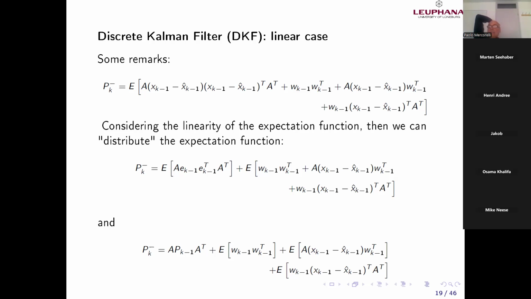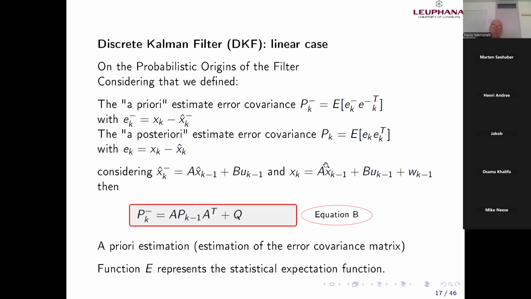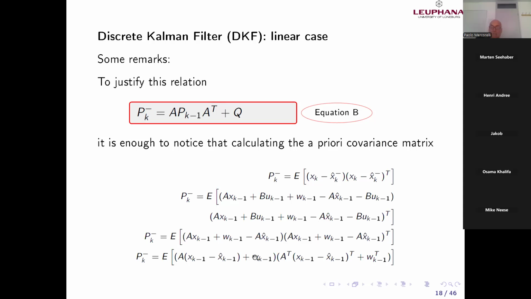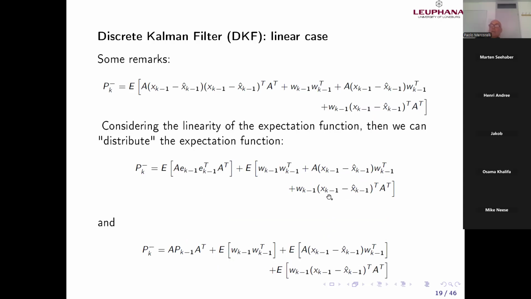A is constant. This means it comes out of the expectation. The expectation of something constant remains itself. And then the expectation of e_{k-1} multiplied by e_{k-1} transposed we formally defined here, which we call the a posteriori estimate error covariance. And I will use the linearity property of expectation, and we can distribute the expectation here, everywhere, but of course here, the expectation of this product here.